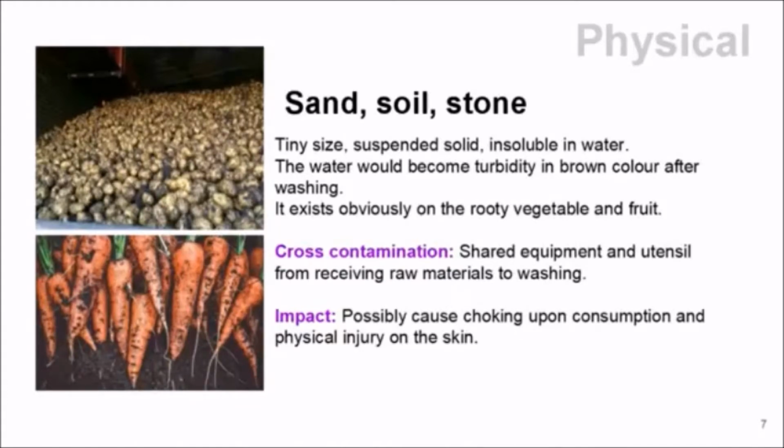The second is improper pest control in the industry. Sometimes pests can also come inside the industry. It can cause contamination during all the processing line.